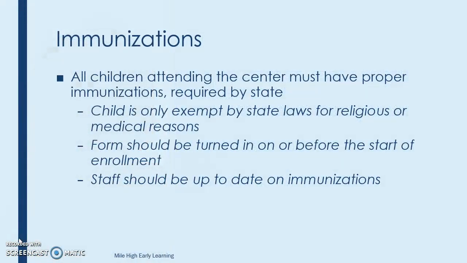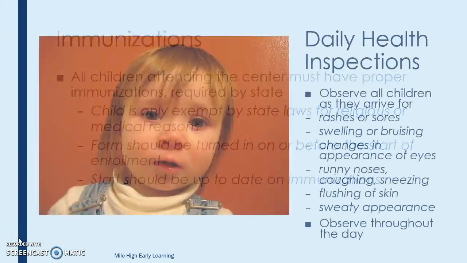So immunizations: all children attending the center must have proper immunizations required by the state. A family can exempt for religious or medical reasons. This form has to be turned in on the day they start or before they start. And also staff should be up to date on their immunizations. So licensing wants this piece of paper from both you and the families that basically states that you are up to date. And there are reasonings behind that.